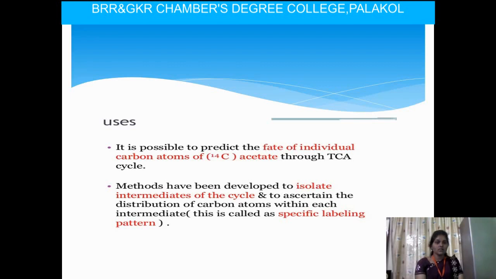First it was discovered, and now we are studying about these pathways. So before knowing these pathways, they were studied using these different types of isotopes. So here it is possible to predict the fate of individual carbon atoms of a substrate through a TCA cycle, and it is used to isolate intermediates of cycles and to ascertain the distribution of carbon atoms within each intermediate. This is called specific labeling patterns.